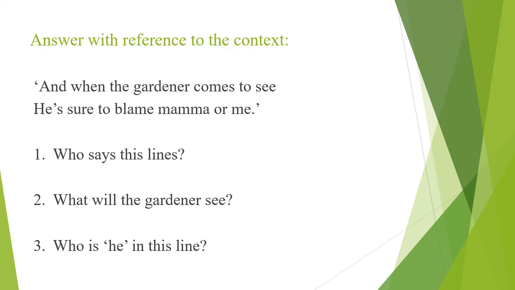Then you write the question. And when the gardener comes to see, he's sure to blame Mama or me. Here the question is asking you, who says this line? If you've got the answer, you write there. I want you to do this on your own. Okay, children? It's a very simple question, which I'm sure you all have already got the answers to.